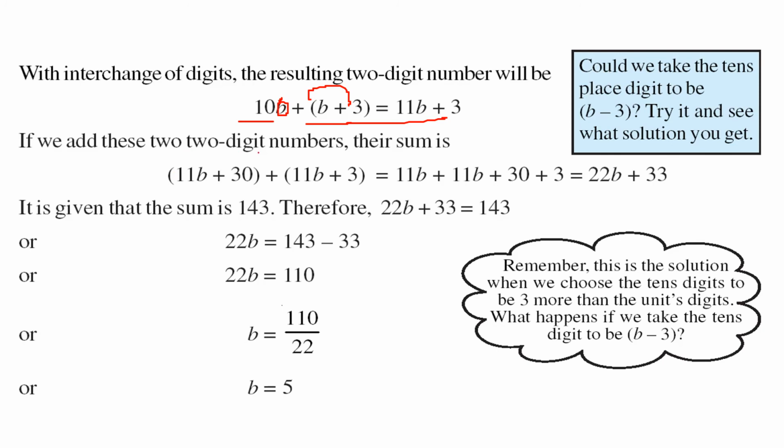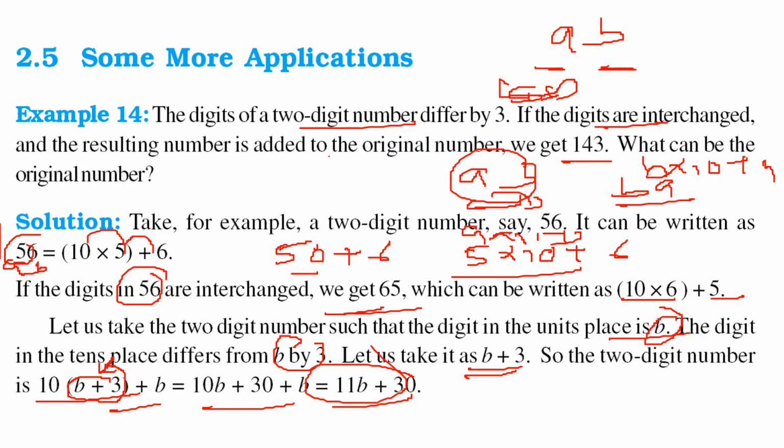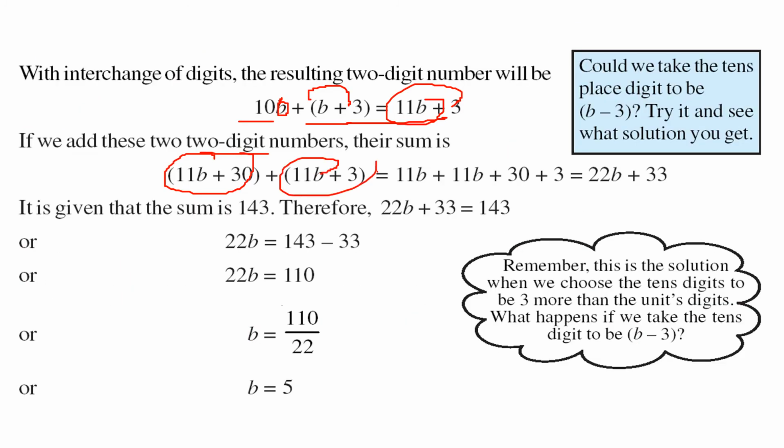So if we add these two two-digit numbers, their sum will be what? 11B plus 3 and 11B plus 30 from here. This number added with the interchanged number. So when we add these two, we get 22B plus 33. And this is nothing but 143. It is given in the question and you know how to solve it. Take 33 here, divide both sides by 22, you get B equal to 5.